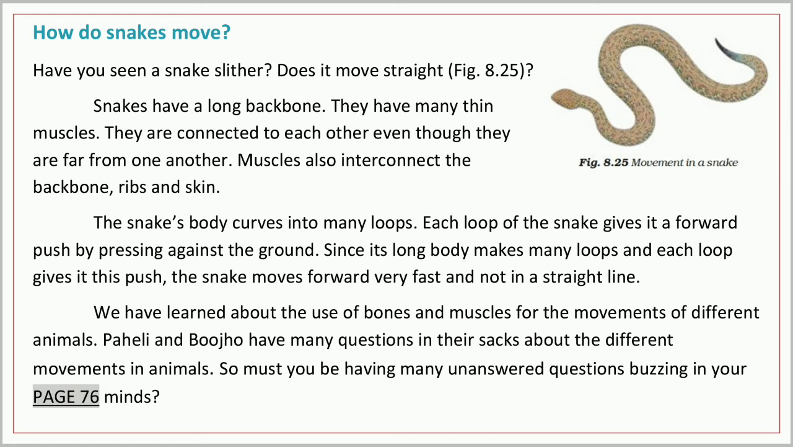The snake's body curves into many loops. Each loop of the snake gives it a forward push by pressing against the ground. Since its long body makes many loops and each loop gives it this push, the snake moves forward very fast and not in a straight line. Student, please remember, snakes never move in a straight line but they slither.